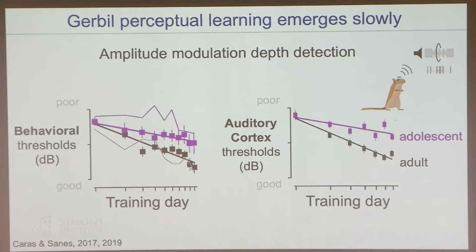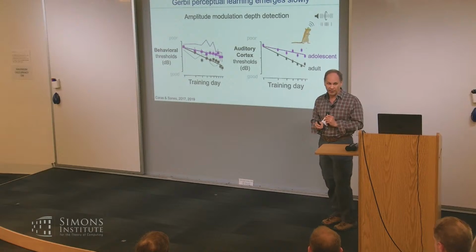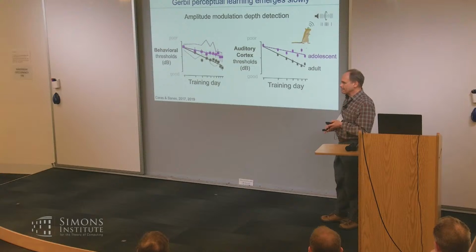A population analysis, like using an SVM or something, would definitely say that the population we recorded from could clearly explain that animal's behavioral threshold on that particular day of testing. But the individual neurons are kind of all over the place. Okay. Any other questions? Okay.